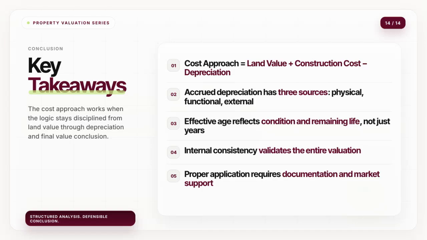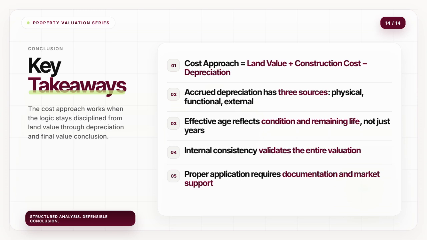To summarize, the cost approach to property valuation hinges on maintaining a disciplined logic throughout the process, from assessing land value to estimating depreciation and arriving at the final value. Remember, the formula is straightforward: land value plus construction cost minus depreciation. Speaking of depreciation, it comes from three main sources: physical wear and tear, functional obsolescence, and external factors impacting the property. Effective age is an important concept here.